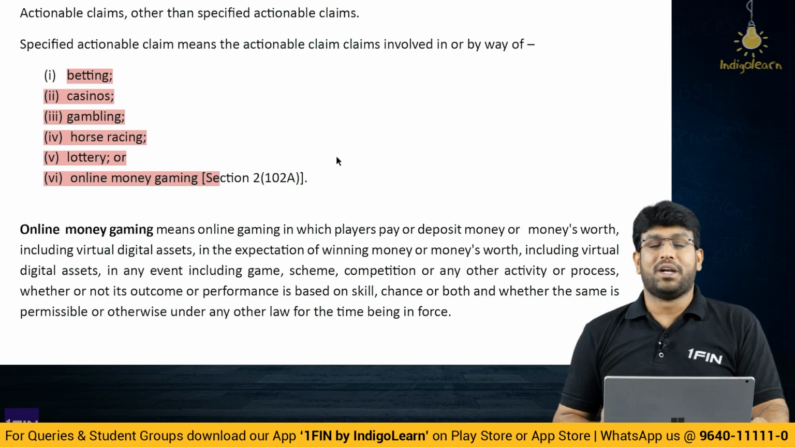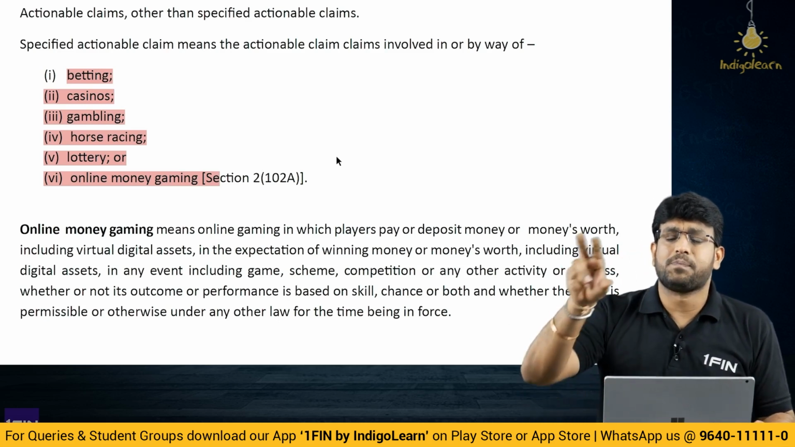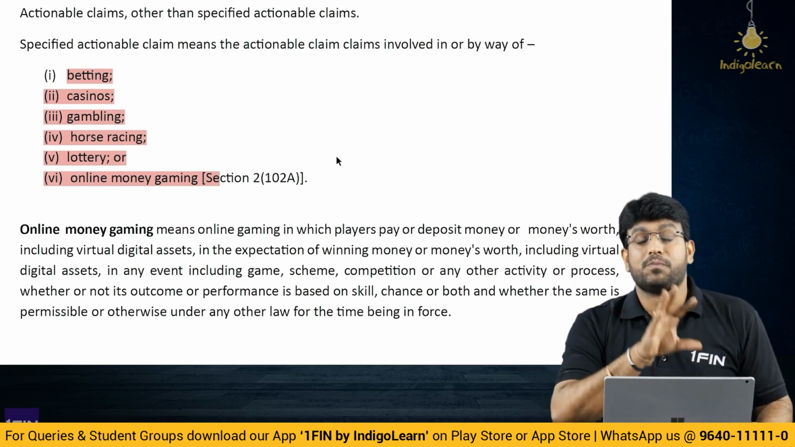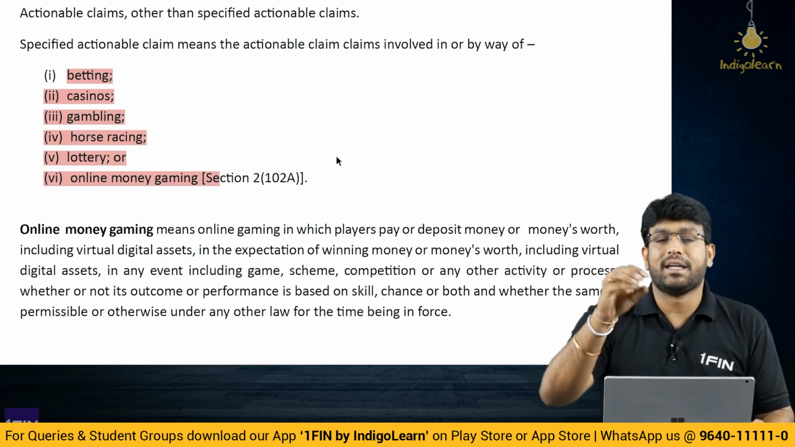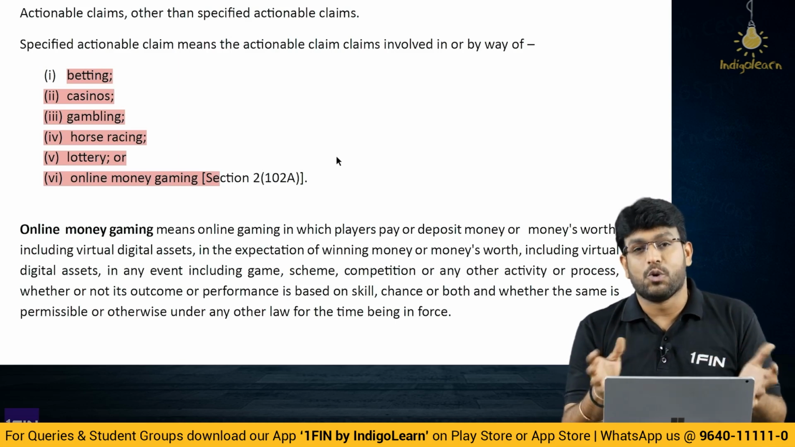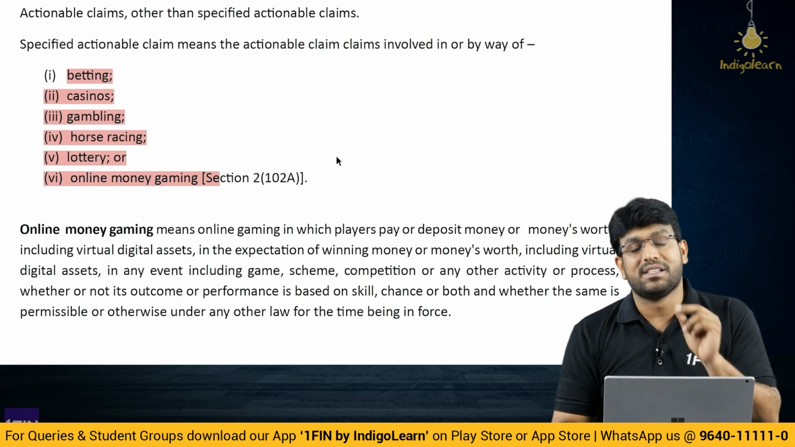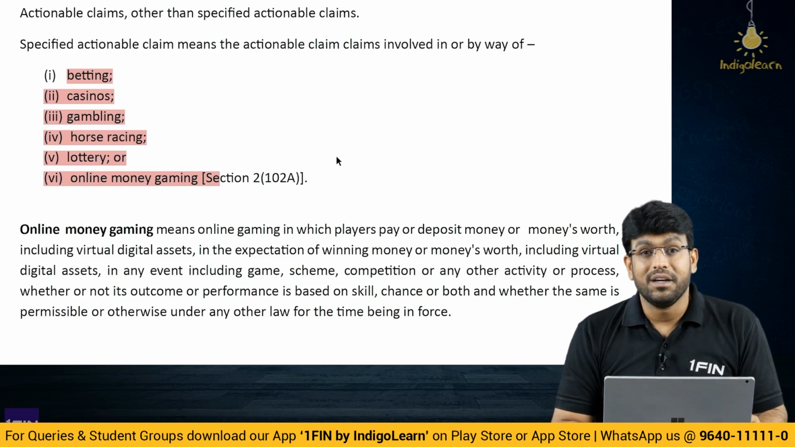So what is the point, my dear friends? The point which is amended in Schedule 3 is actionable claims other than specified actionable claims. That means on actionable claims, GST will not apply, but on specified actionable claims, GST will apply. Specified actionable claims covers betting, gambling, lottery, horse racing, online money gaming, and also casinos. And let me tell you for your knowledge, practically the GST rate on all this is 28%, my dear friends. Getting the point? Come on, see you next.